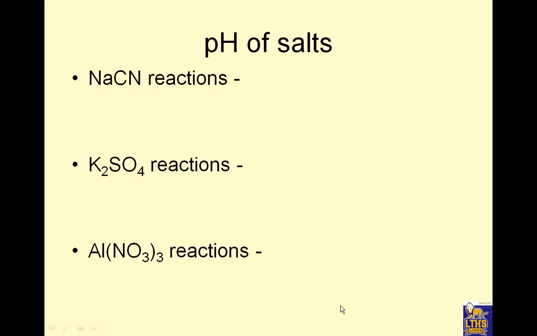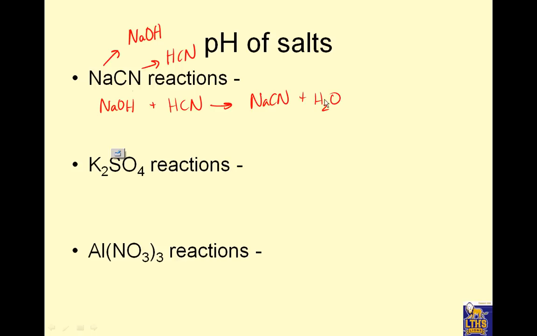Okay, pH of salts, NaCN reactions. How did NaCN form? If it came from a strong base, it would be NaCN. This came from HCN, so NaOH plus HCN makes NaCN plus H2O. Let's look at what happens. This is a strong base. This is a weak acid.